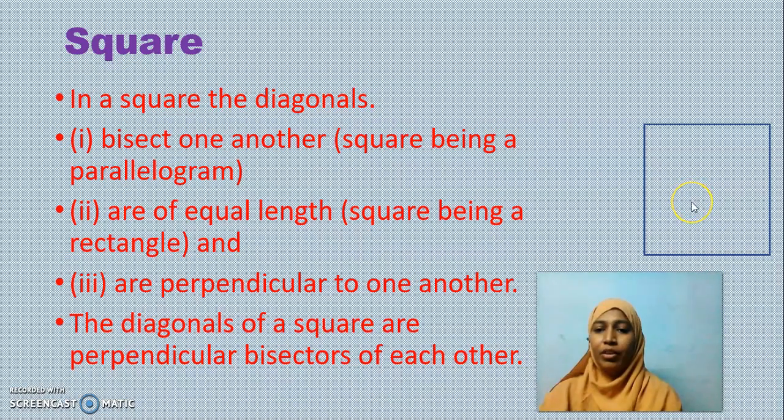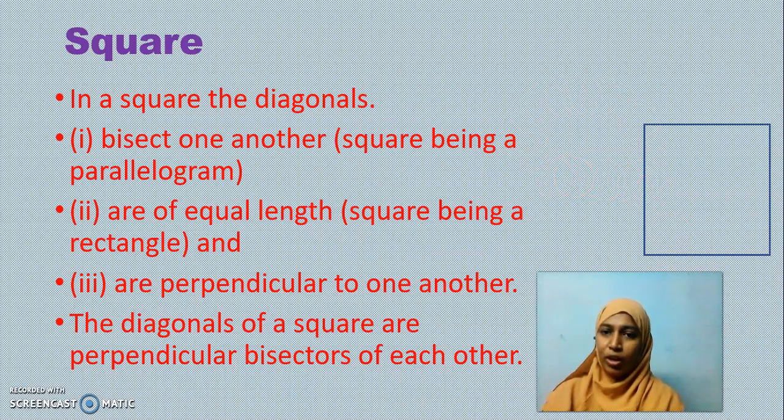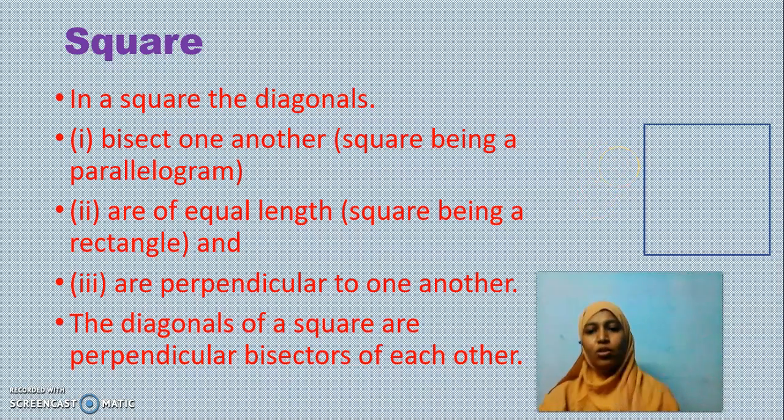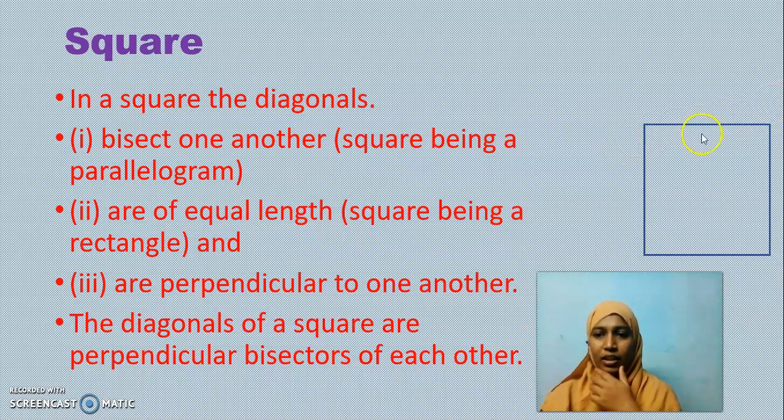Shall I say a square is a rhombus? Yes, a square is a rhombus. Every square is a rhombus. Is every rhombus a square? No, surely not, because a rhombus will become a square only if the angles are 90 degrees. Otherwise, it's a rhombus only. We cannot categorize it under square. But all squares are rhombuses. See here, it looks like a rhombus if I place it at a different angle.